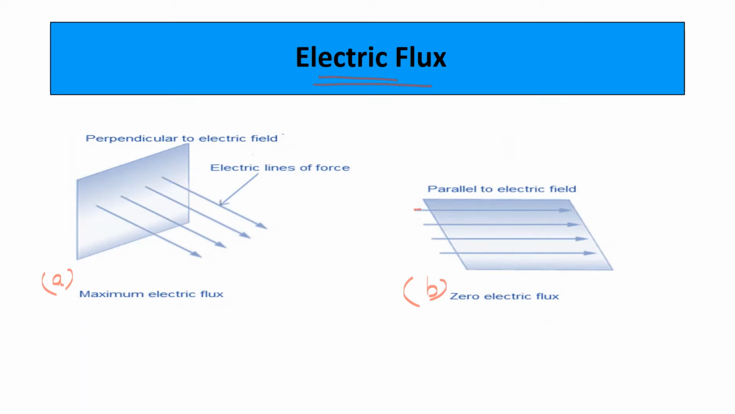In figure B, these are the lines of force. This is the area or the plane, and this area is parallel to that electric field. In this case, the normal will be like this. The electric lines of force are passing in this way. Therefore, the flux will be 0. Flux is the number of lines passing normally. Here it is maximum, whereas here it is 0.